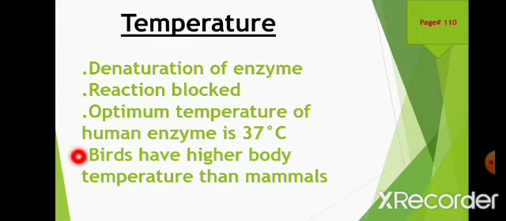On the other hand, birds have higher body temperature than mammals. They have the specific temperature that is 40 degrees Celsius. It means that the enzymes that work in the body of birds work at their maximum rate at 40 degrees Celsius. If the temperature is less than 40 degrees Celsius, the reaction will slow down. Or if it is provided with temperature more than 40 degrees Celsius, the reaction will be blocked completely.